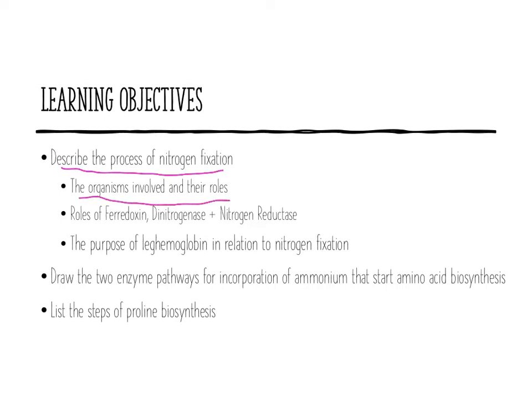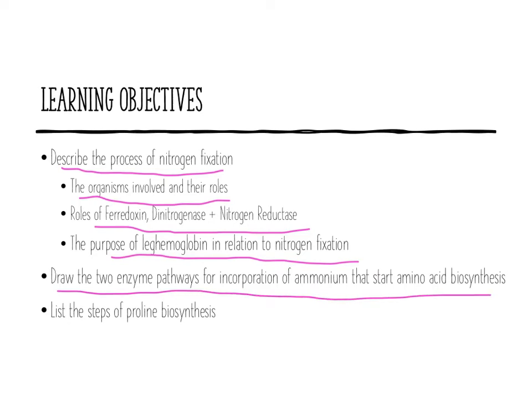organisms involved and what their roles are, the roles of ferredoxin, dinitrogenase, and the nitrogen reductase, and the purpose of Leghemoglobin in relation to nitrogen fixation. You should also be able to draw the two enzyme pathways for incorporating ammonium that start amino acid biosynthesis, and then list the steps for proline biosynthesis.